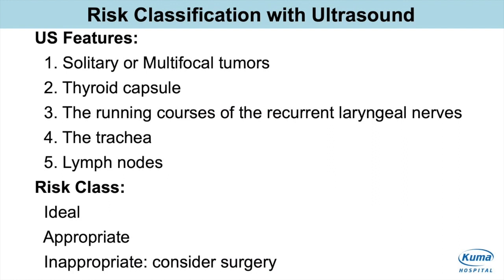Important features are whether the tumor is solitary or multiple, and the location of the tumor in relation to the thyroid capsule, the running course of the recurrent laryngeal nerves, and trachea. Of course, lymph node status should be evaluated carefully. With these features, the risk of active surveillance is classified as ideal, appropriate, or inappropriate. For inappropriate patients, surgical resection should be considered.